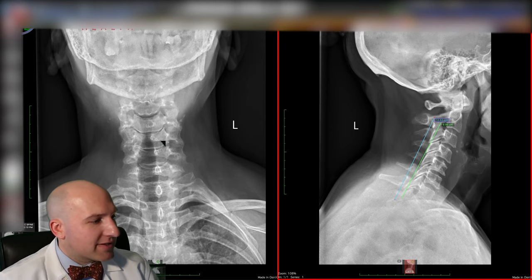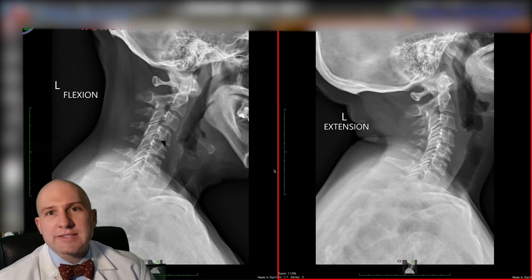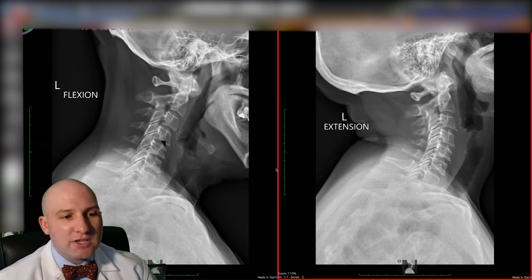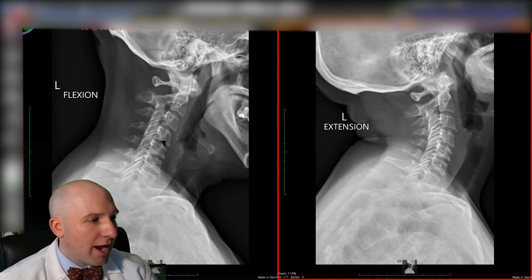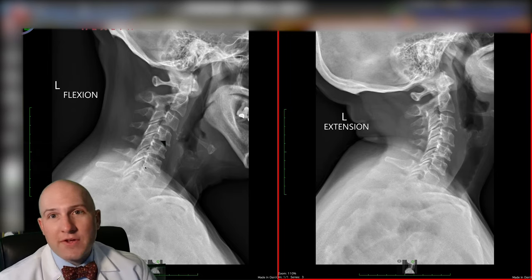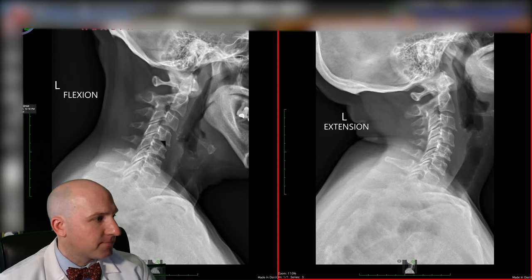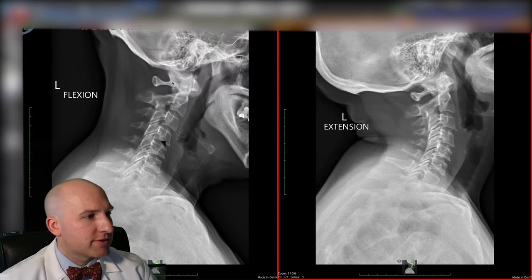The other benefit is that we can obtain dynamic imaging. These are called flexion and extension x-rays. These are particularly important, especially in patients who have had a trauma. Flexion extension x-rays tell us if there's any dynamic instability, and you can see here that the patient's alignment changes from flexion to extension. Everything is still in good alignment. You can follow the back of the vertebral bodies, and so again, I do not think that there's any dynamic instability in this patient.